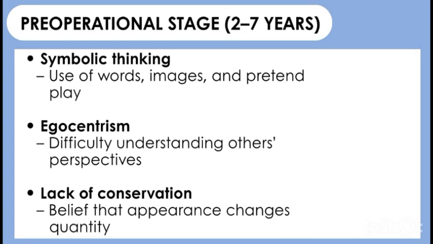Next is pre-operational stage. This is where the symbolic thinking, egocentrism, and lack of conservation appears. So use of words, images, and pretend play, kabalundring mga bata. Here the child in 2 to 7 years old has difficulty understanding others' perspective, and they believe that appearance changes quantity.